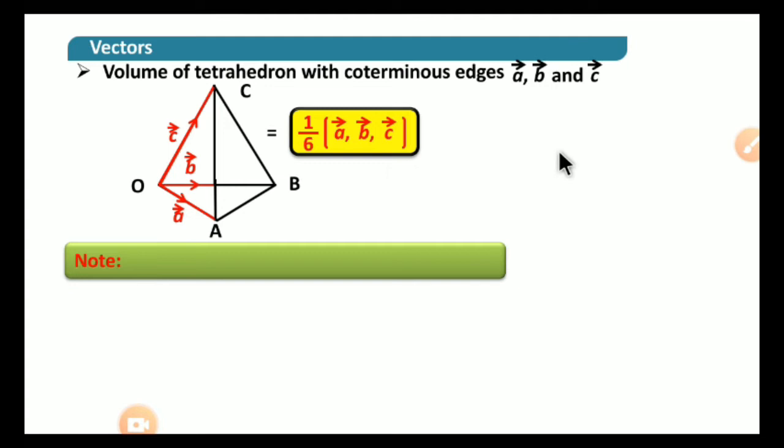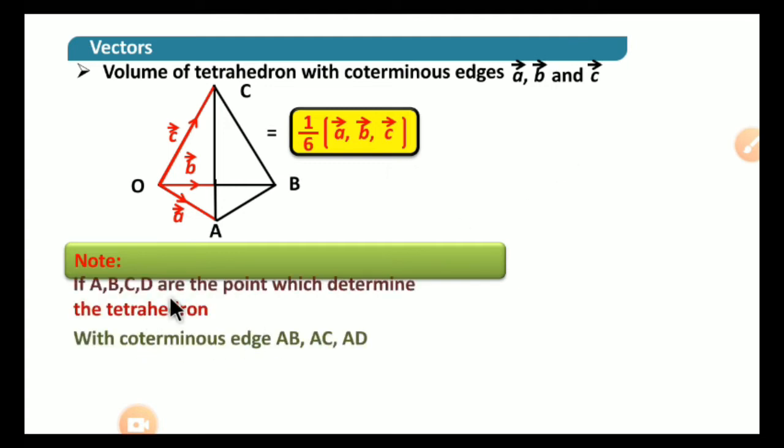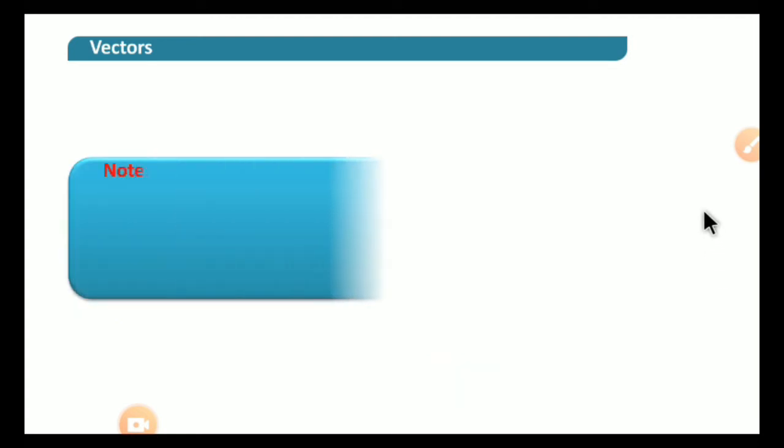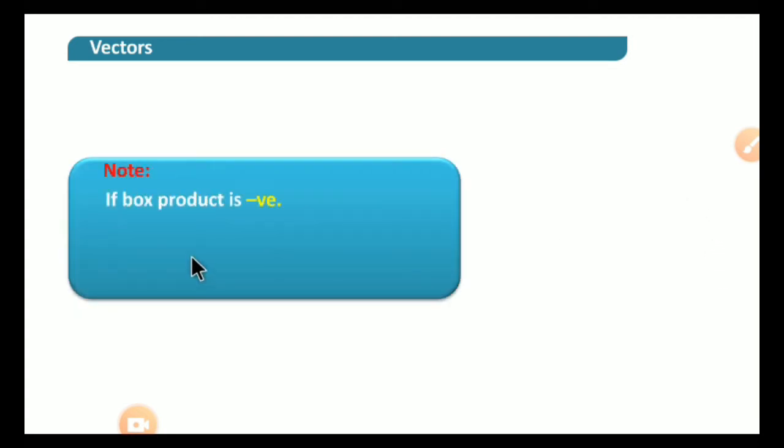tetrahedron. Now the important note: if A, B, C, D are the points which determine the tetrahedron with coterminous edges AB, AC, AD, then the volume of tetrahedron is equal to 1 by 6 into the box product of AB, AC, AD. So keep remembering this point also.